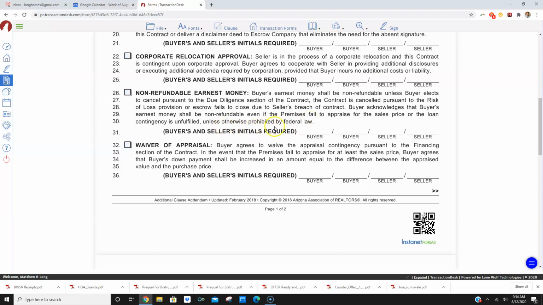So, unless otherwise prohibited by federal law, VA loans, buyers are not allowed to make their earnest money non-refundable. Whether the contract says it or not, they're just not allowed to. There's some debate in the FHA world if that's true or not. I haven't run across it. So, again, this is much better than you just writing, buyer's earnest money shall be non-refundable, period, in Section 8. You just missed out on a whole bunch of stuff that this would have helped protect you from.